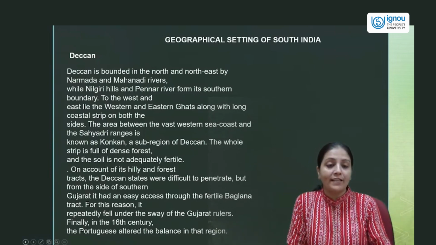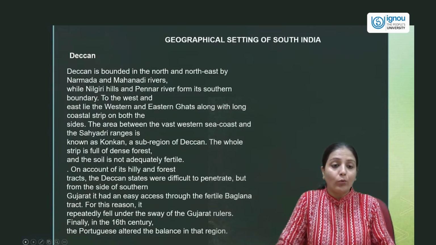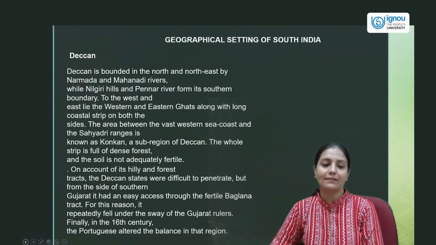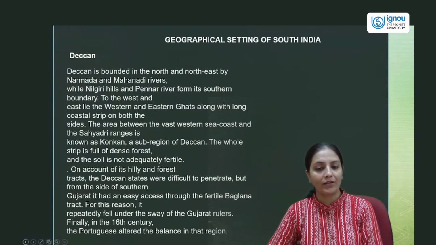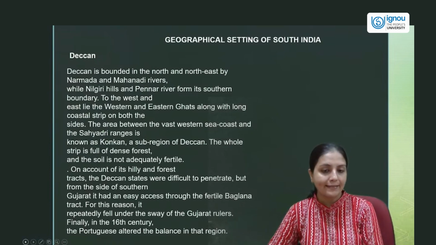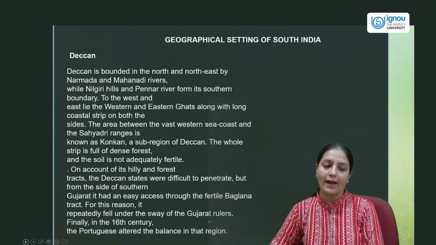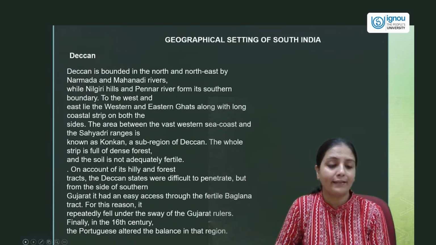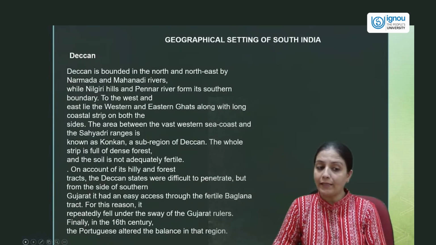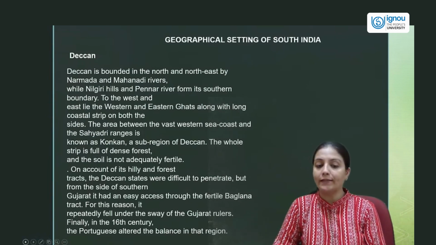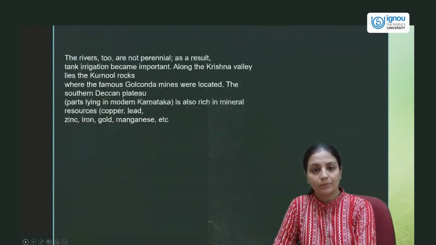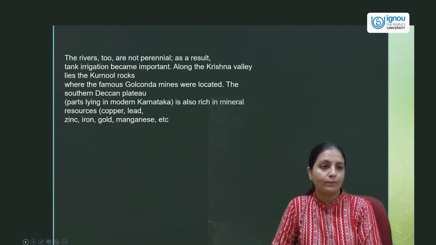The whole strip is full of dense forest and the soil is not adequately fertile. On account of its hilly and forest tracts, the Deccan states were difficult to penetrate, but from the side of southern Gujarat, it had easy access through the fertile Baglana tract. For this reason, it repeatedly fell under the sway of Gujarat rulers. Finally, in the 16th century, the Portuguese altered the balance in that region. The Portuguese connected to the south also.